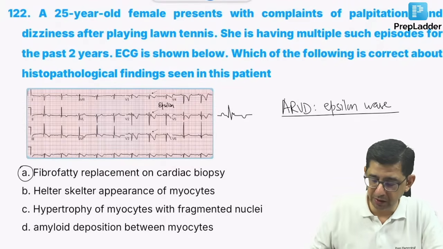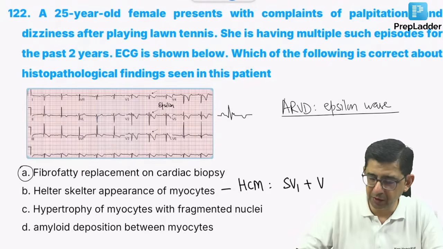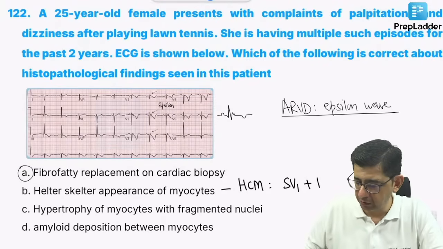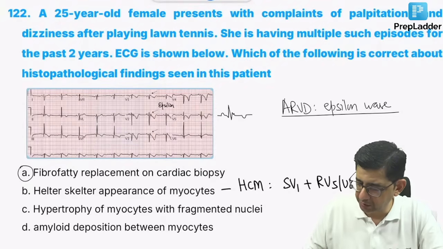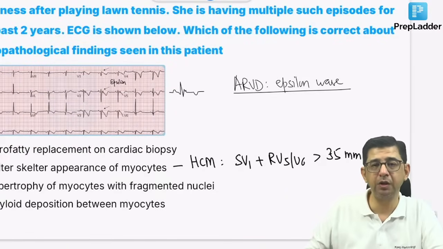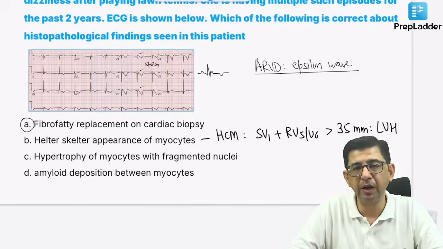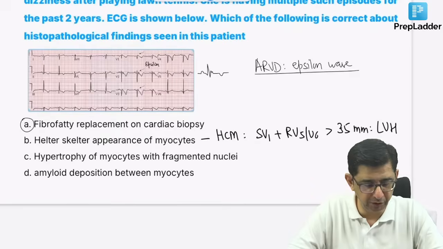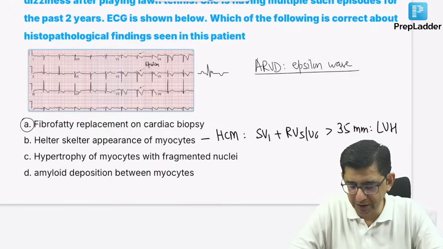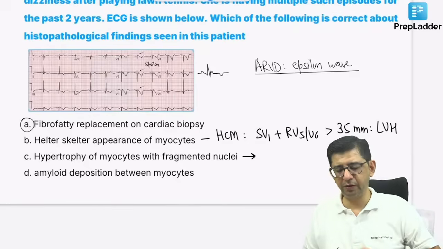As far as B is concerned, helter-skelter appearance of myocytes, that would be hypertrophic cardiomyopathy. The ECG evidence in this case would be the depth of the S wave in V1 and the height of the R wave in V5, V6 would be usually more than 35 millimeters, which tells me that there is evidence of left ventricular hypertrophy. So if they give you a question in which a chamber enlargement is given, that too the size of the left ventricle cavity is smaller, and the ECG shows evidence of left ventricular hypertrophy, then I'll answer it as helter-skelter appearance of the myocytes.